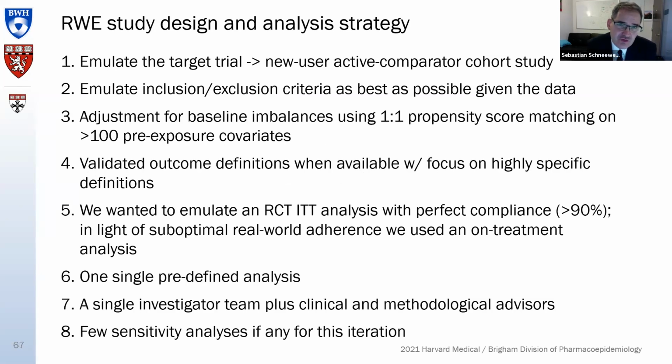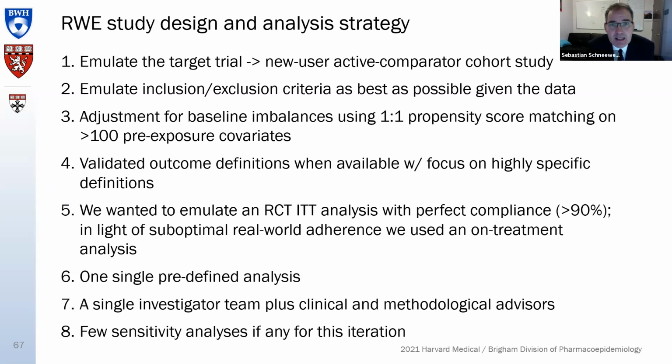The study design analytic strategy, well, we emulated a target trial. The target trial was given to us, so we don't have to think very long about this. It is described and we just emulate this. This leads us very naturally to the new user study design. We are trying to always find an active comparator in order to reduce potential confounding here. We emulated the inclusion exclusion criteria as best as possible, given the claims data that we had.